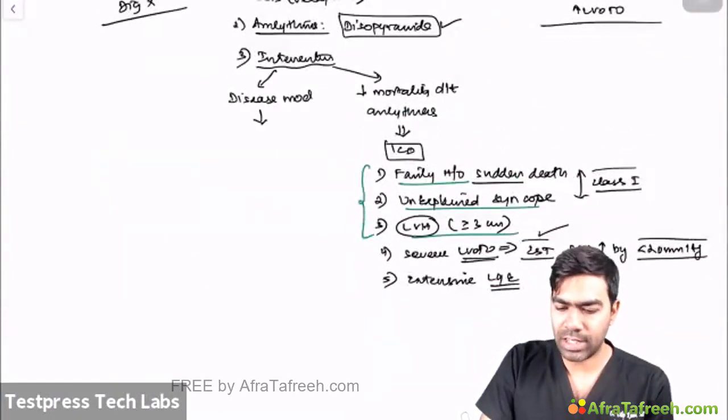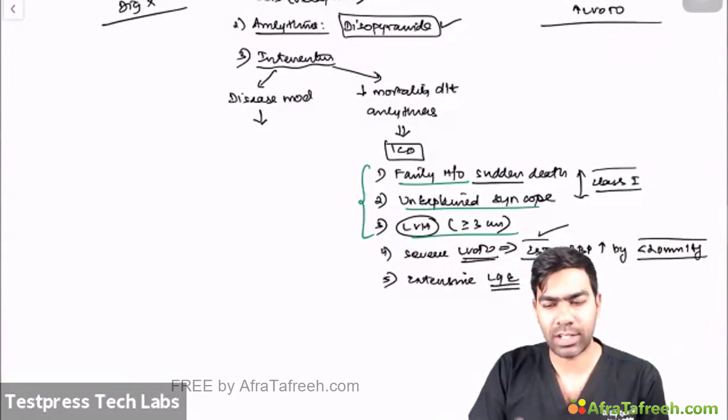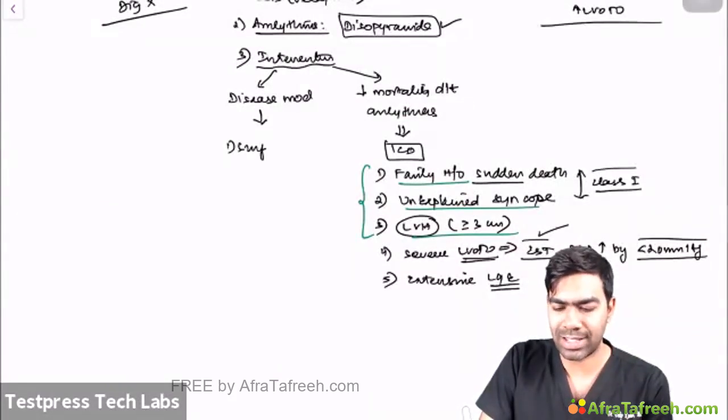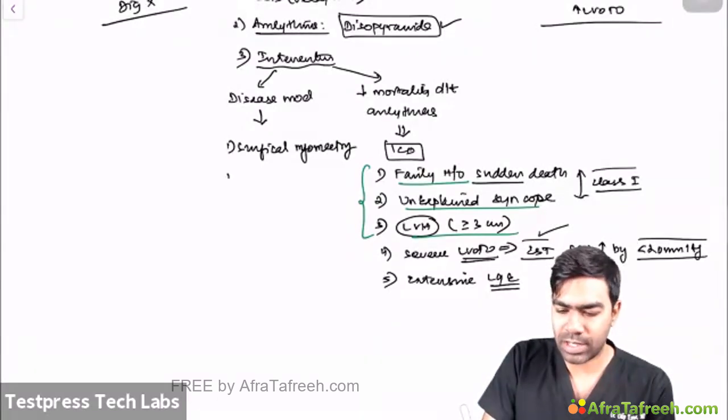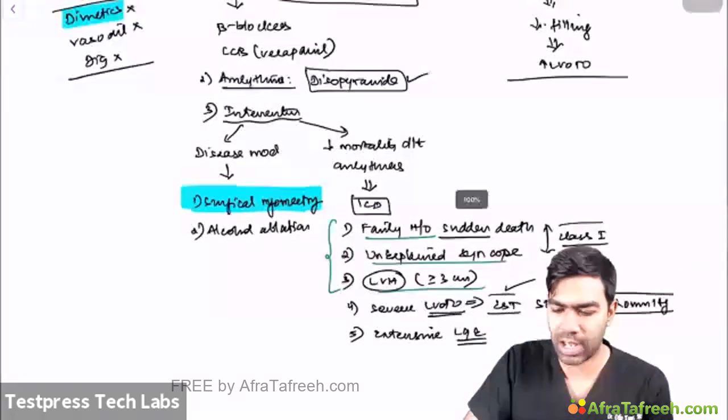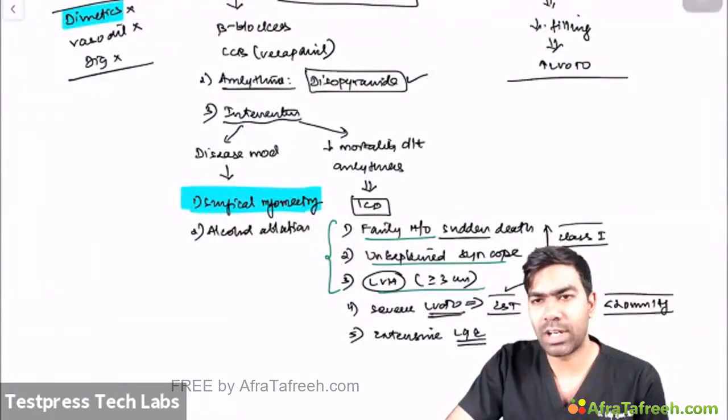And there are some disease-modifying interventions. For example, you have two procedures. One is called a surgical myomectomy, and second is called septal alcohol ablation. Commonly preferred is the myomectomy. This is what is preferred basically compared to the alcohol ablation. Alcohol ablation is done only for frail patients.